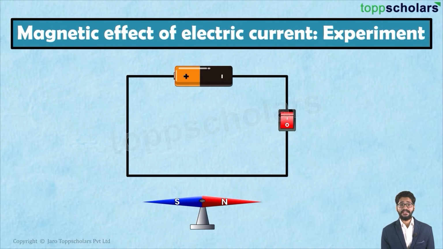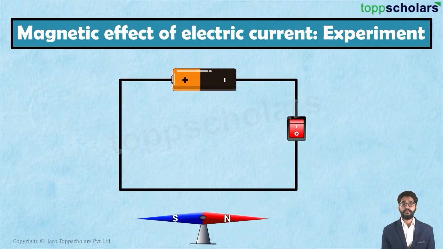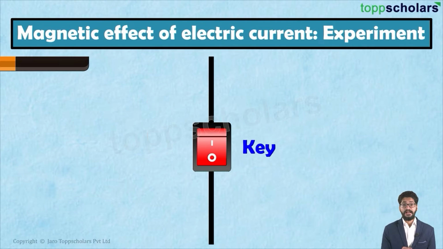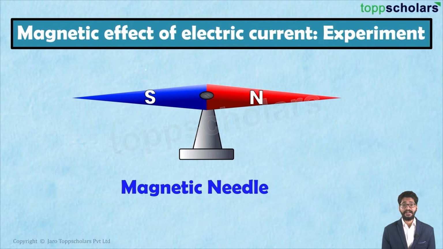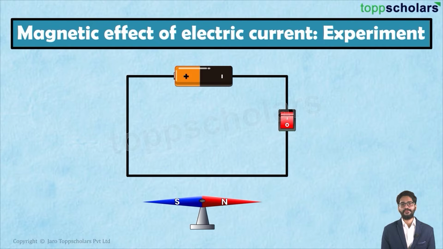Here you can see an electric circuit with a battery and a key. There is a magnetic needle placed below the current conducting wire. Right now, the magnetic needle points at the magnetic north of the earth.